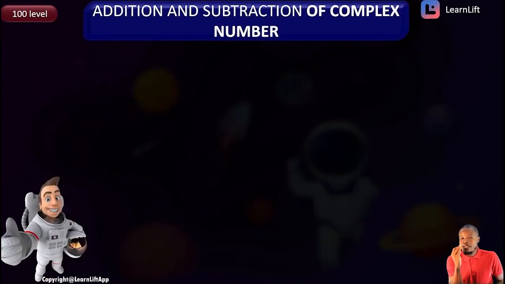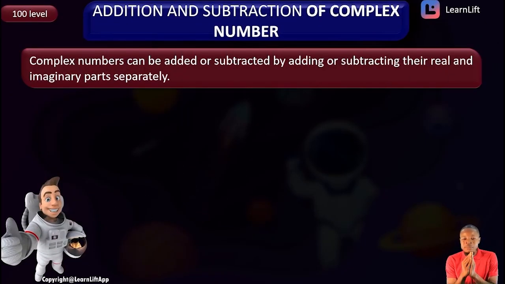Under the addition and subtraction of complex numbers that we're going to be dwelling on, hold this tight: complex numbers can be added or subtracted by adding or subtracting their real and their imaginary parts separately. Let me break this down. If they give me two complex numbers to add, you can add their real parts separately and then their imaginary parts separately, and then you get your answer directly. I'm going to be showing you every singular trick in doing this.